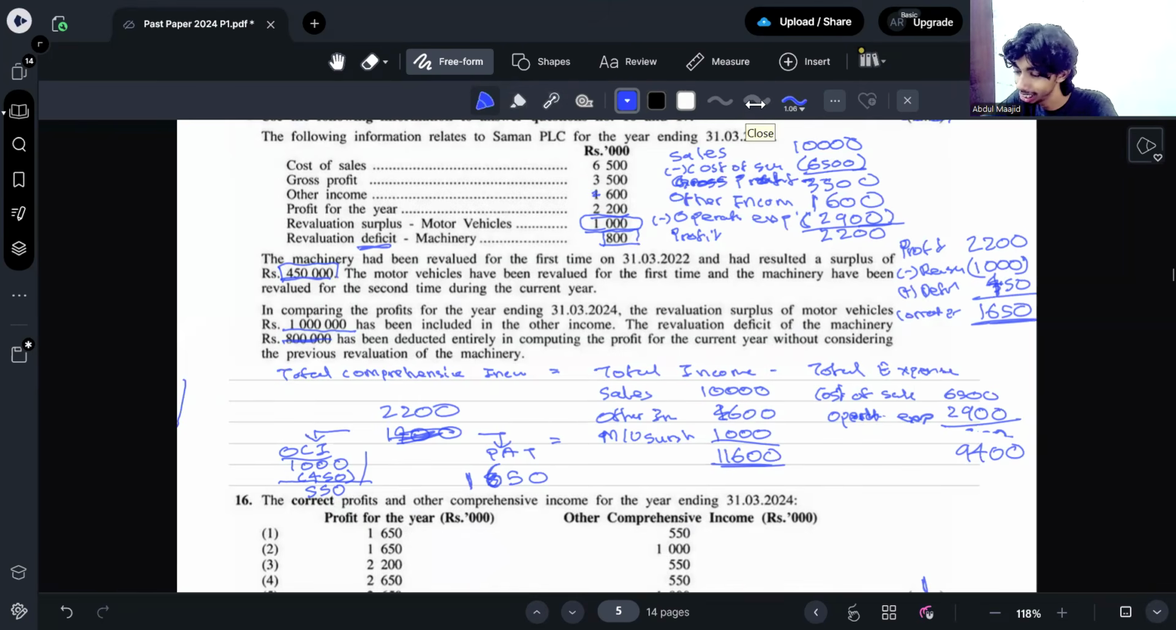No, sir, that was a mistake I made, right? Not a mistake they made. The 1,400, that was my mistake because I put the revaluation deficit again, but it's already deducted. So you don't have to double count it. It's already there in the operating expense. I have put it earlier twice. That's why there was extra 800 there in expense.